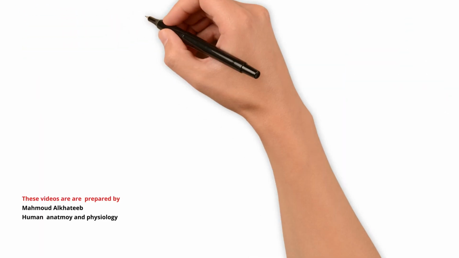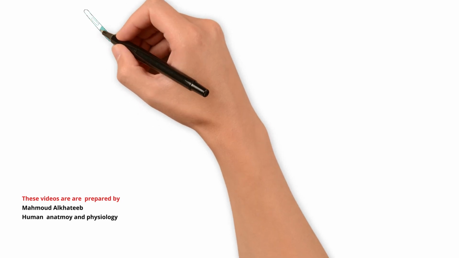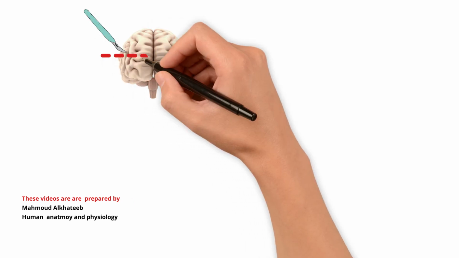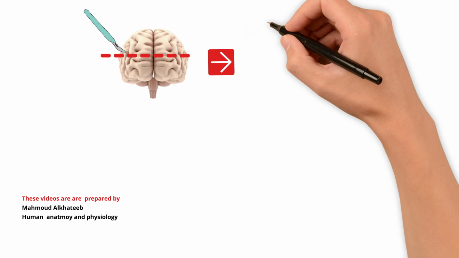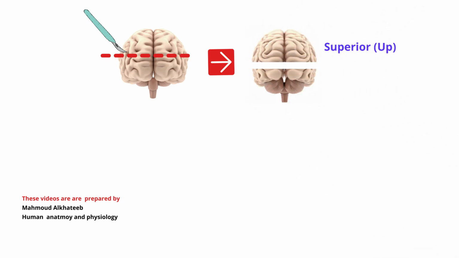Returning to the brain, in an anterior position. If we were to cut through the brain horizontally, the result would be an upper and lower section, providing distinct views of both regions.